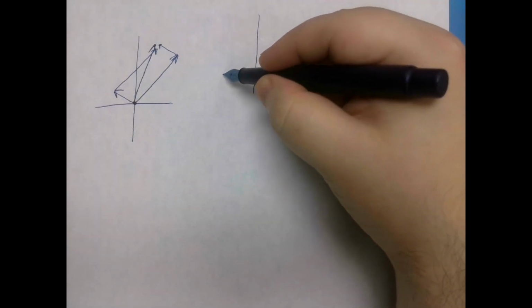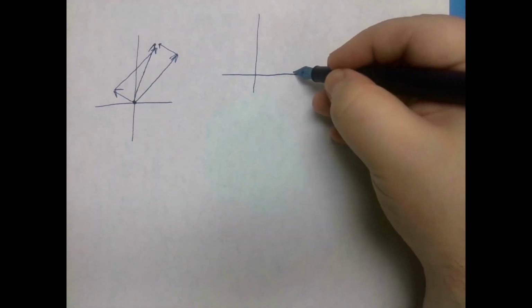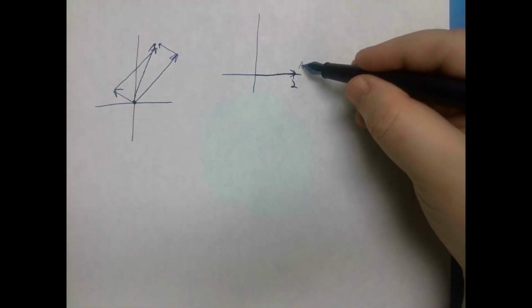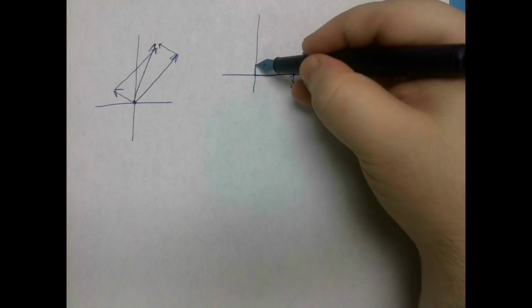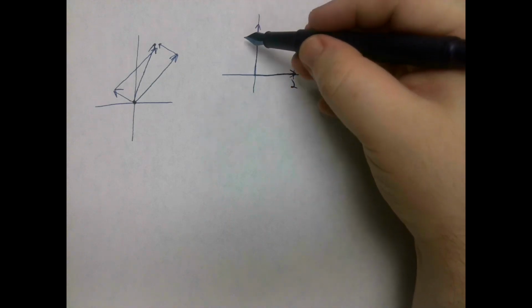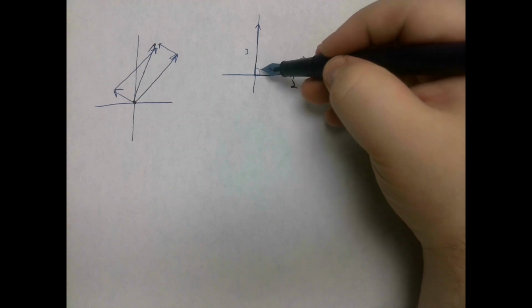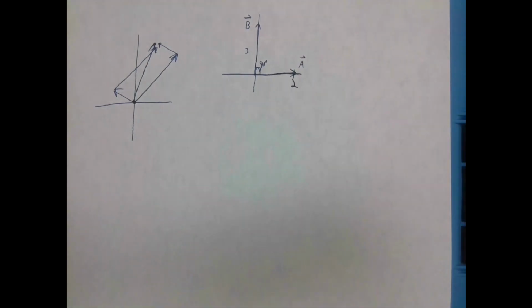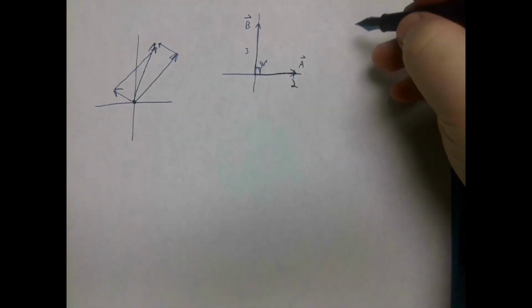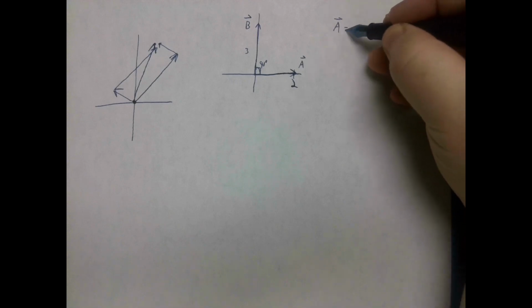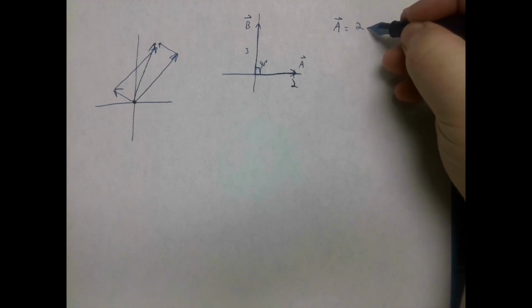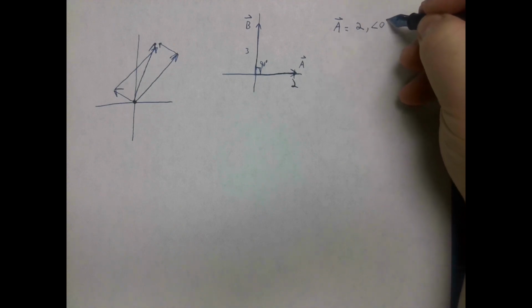So let's say I have a vector that is 0 degrees and has a length of 2. So I'll call this vector A. And I'll have another one that is length 3, an angle of 90 degrees, vector B. And I'm going to add them together. So A is equal to 2, comma, angle 0 degrees.